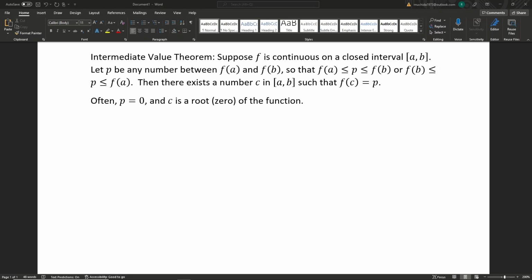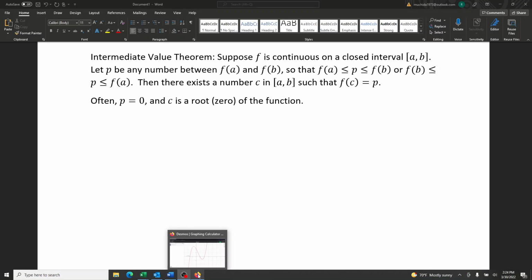So it means that p is a value between the values of the function at those endpoints of the closed interval. Then there must exist a number c in this interval from a to b such that f of c is equal to p. Often when we talk about the intermediate value theorem, p is equal to 0 and c is a root or a zero of the function. Just to remind ourselves of what this means, let's look at a specific example.